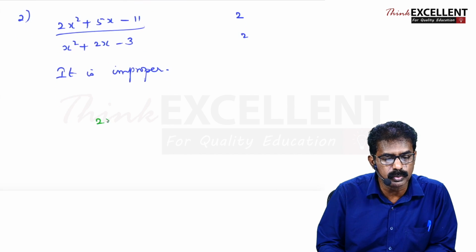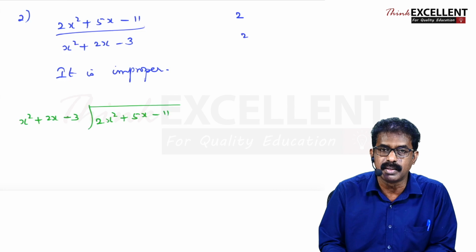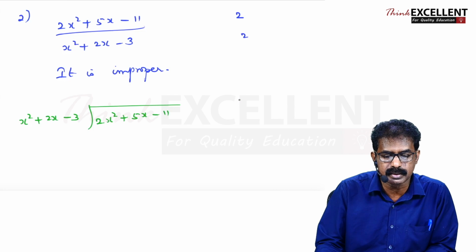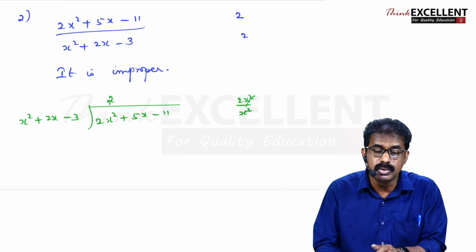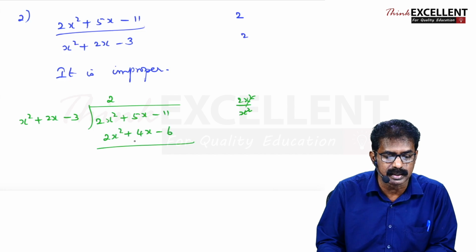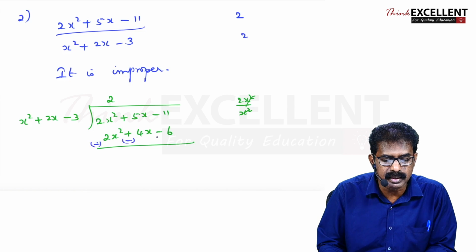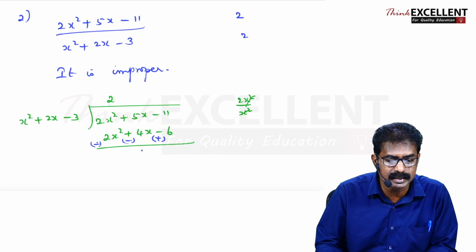So numerator is 2x square plus 5x minus 11 divided by x square plus 2x minus 3. This first term, 2x square by x square cancel, you are getting 2. By that 2, you multiply all the 3 terms. So 2x square plus 2 2's are 4x minus 2 3's are 6. You change the sign. This becomes minus, and this becomes plus. So 2x square cancel, 5x minus 4x, it is 1x. Minus 11 plus 6, it is minus 5.